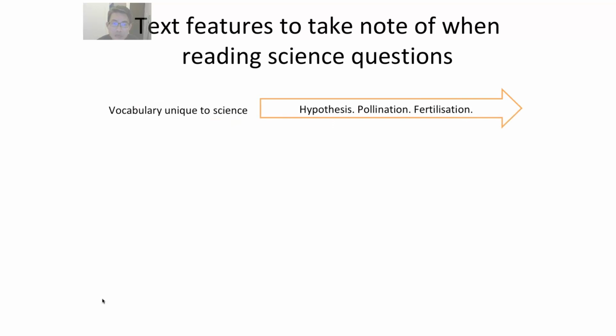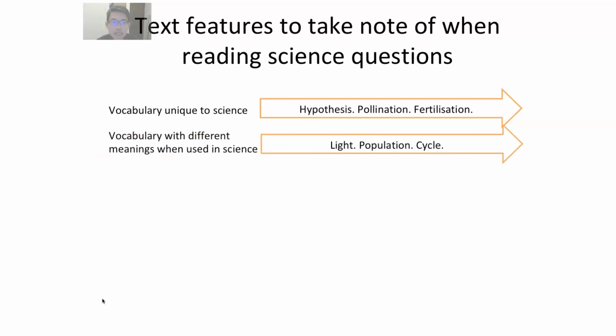When you're reading a science question, there are several kinds of text features that you find special to science. For example, there is vocabulary unique to science, such as hypothesis, pollination, fertilization, words that you do not use in your everyday language. And you will find vocabulary sometimes with different meanings used in science. For example, light at home refers to the lights from your lamps, but light in science refers to a form of energy. And light can also refer to something that is the opposite of heavy.